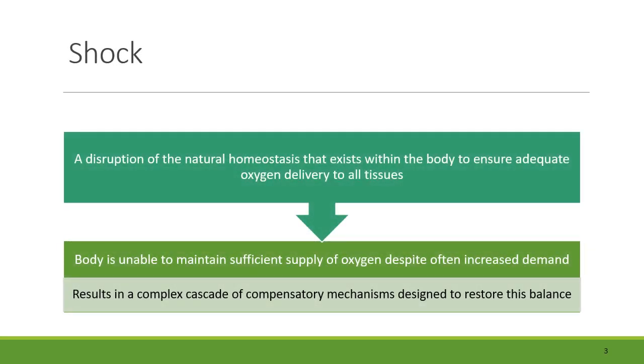So let's jump right into it. What is shock? Shock is the disruption of natural homeostasis that exists within the body to ensure adequate oxygen delivery to all of its tissues. In this abnormal metabolic state, the body isn't able to maintain a sufficient supply of oxygen out to all the organs, despite the increased demand. This results in a complex cascade of compensatory mechanisms designed to restore homeostasis or balance.